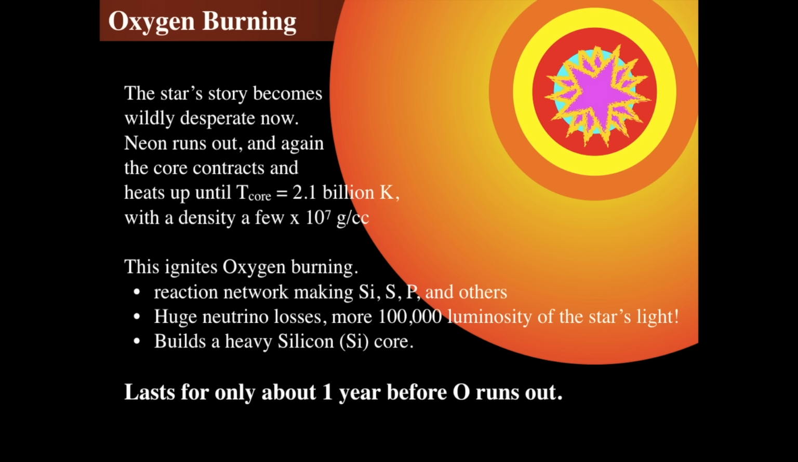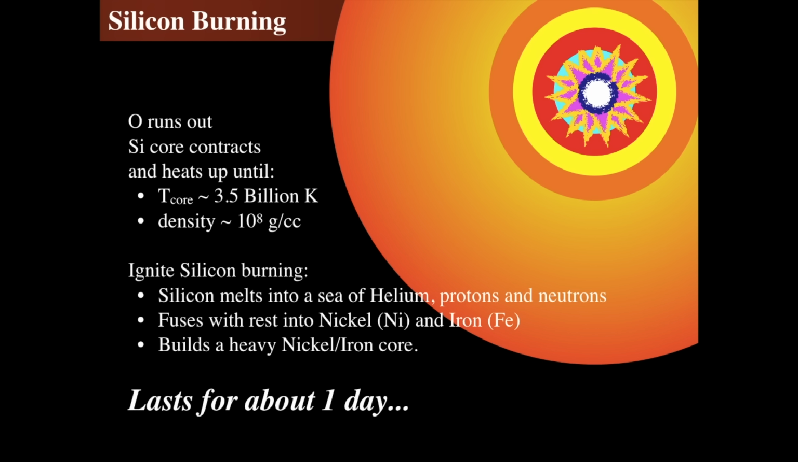But suffice it to say that in these last days, the star's neutrino losses are much greater; there's more energy coming out in neutrinos than in light. Now it's building up a silicon core, and this lasts for about a year. Finally, oxygen runs out. The silicon core contracts and heats up, going even higher in temperature and even denser, over 100 million times the density of water.